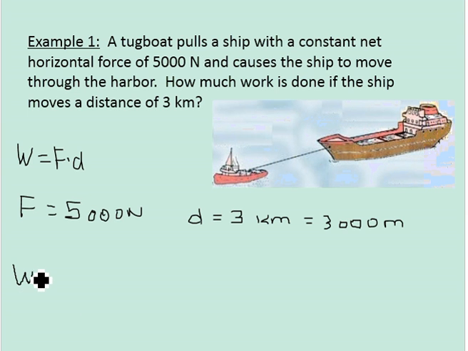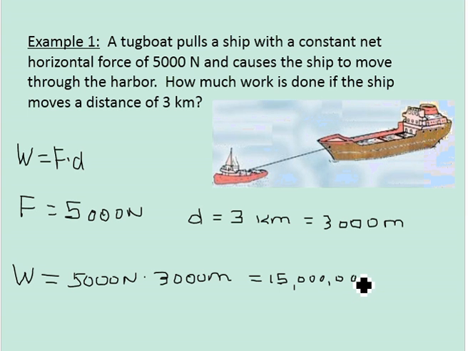So now we substitute. Our work is equal to our force multiplied by our displacement. And that's going to give us a total of 15 million Newton times a meter. Remember, Newton times a meter is a joule.